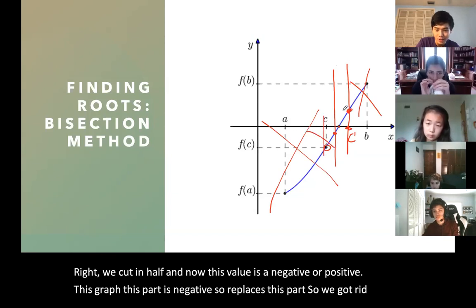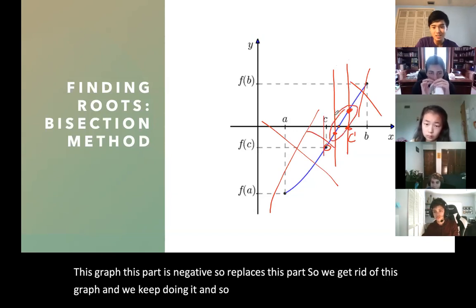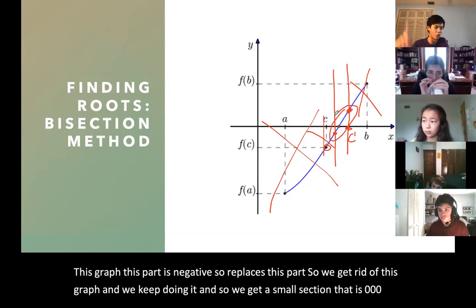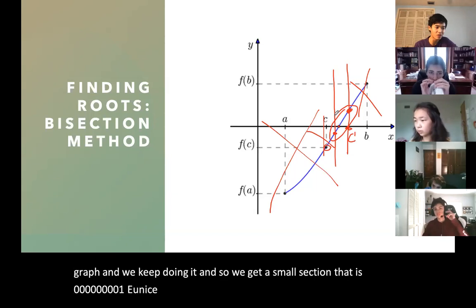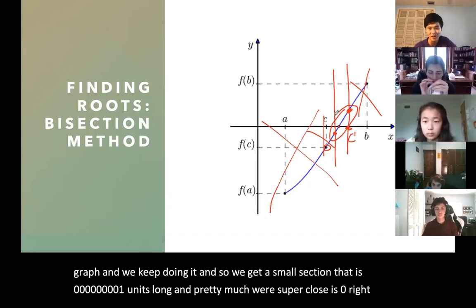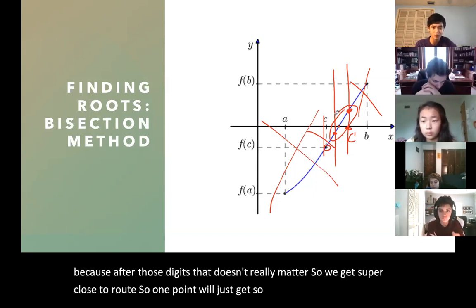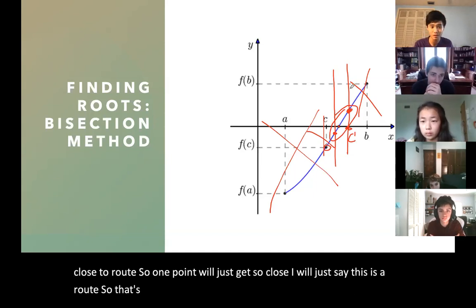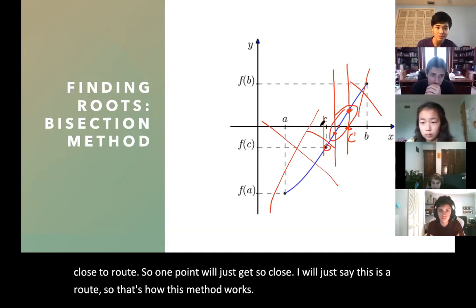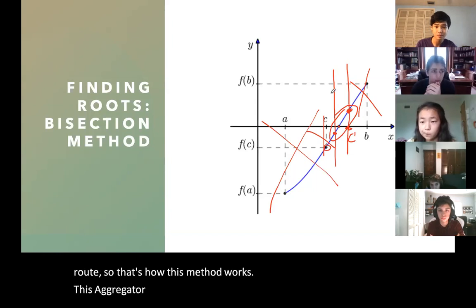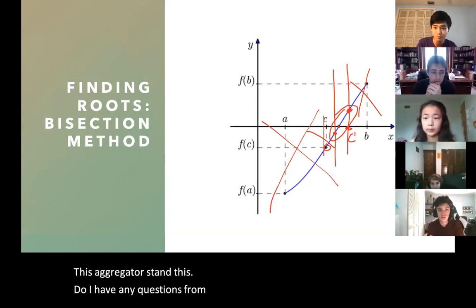We keep doing it until we get a small section that is something like 0.0000001 units long, and we're super close to 0. After those digits, it doesn't really matter. So at one point, we get so close that we just say this is a root. That's how this method works. Does everybody understand this? Do I have any questions from anybody? Feel free to ask.